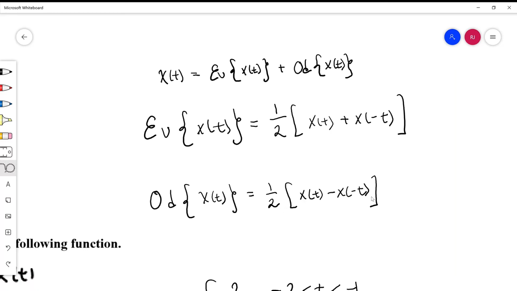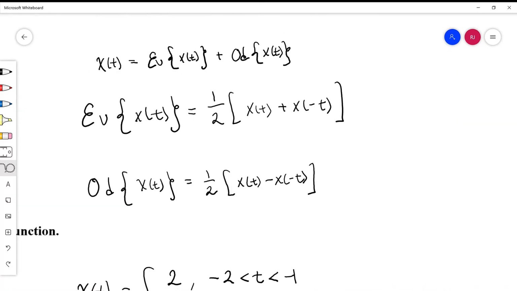Just a quick note, when I say the reflected waveform, recall that x of negative t is the reflection of x of t over the line x equals 0, or the y-axis.